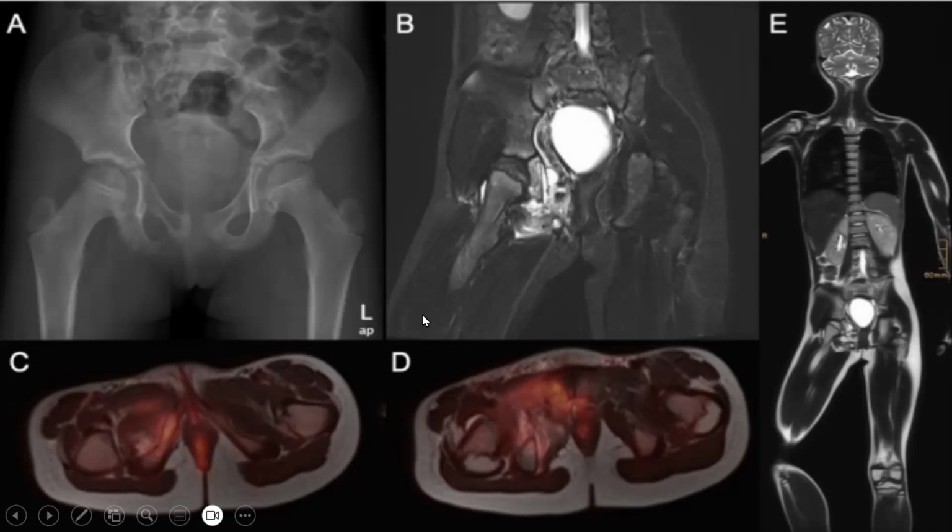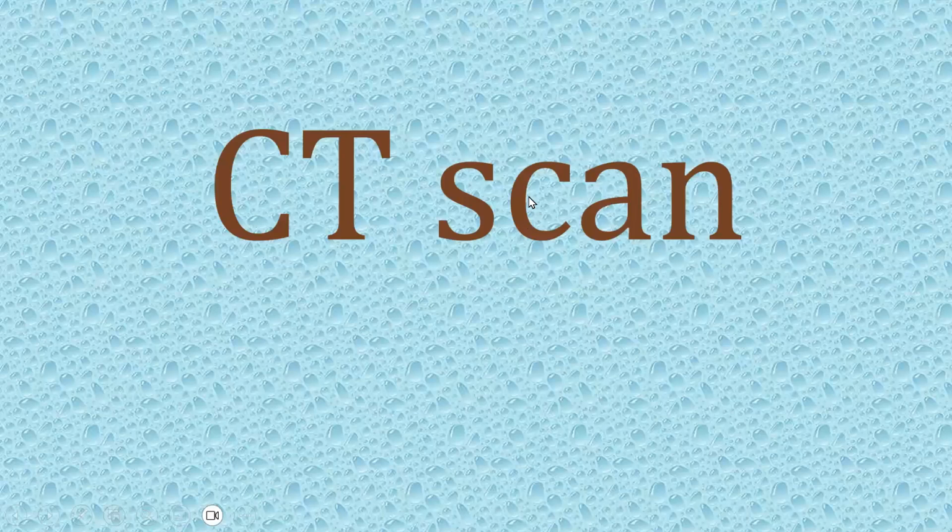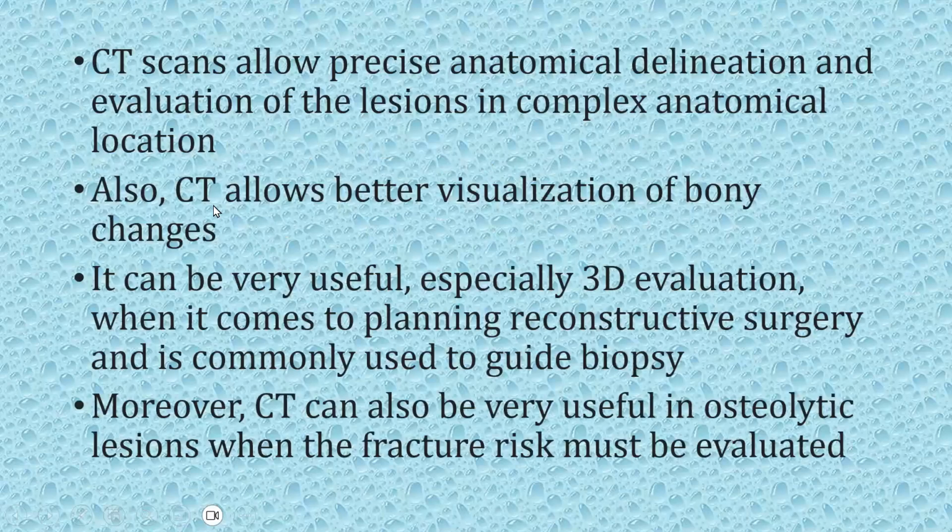CT scan gives a precise anatomical delineation and evaluation of lesions in complex anatomical locations. Also, CT allows better visualization of bony changes. It can be very useful, especially in three-dimensional evaluations when it comes to planning reconstructive surgery, and is commonly used to guide biopsy. Moreover, CT scans can be very useful in osteolytic lesions when the fracture risk must be evaluated.